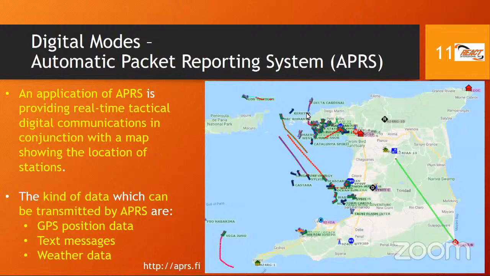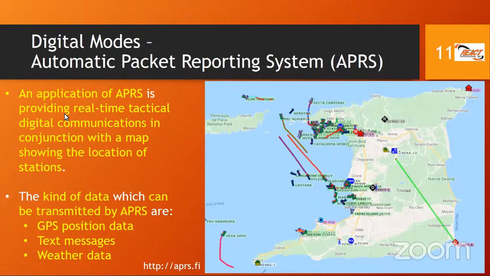So on your right-hand side, we have a little bit of a blow-up of the map, so you can see amateur radio operators. You may see some call signs inside of there. We have some ships as well coming in via another mode called AIS, right? Tracking those ships. But we need to know for the exam that an application of APRS is providing real-time tactical digital communication in conjunction with a map showing the location of stations.